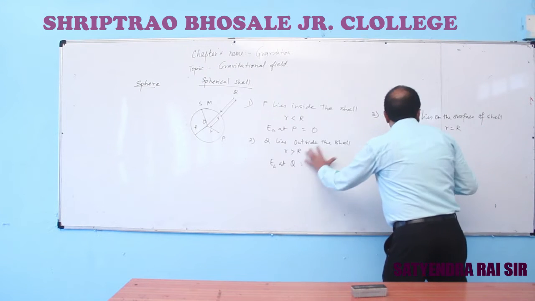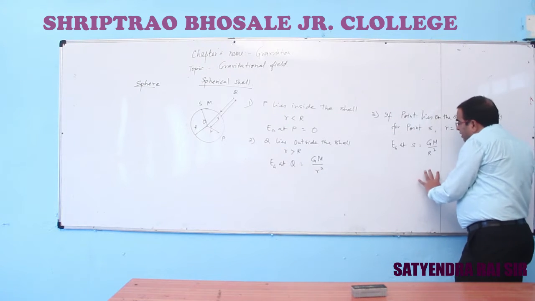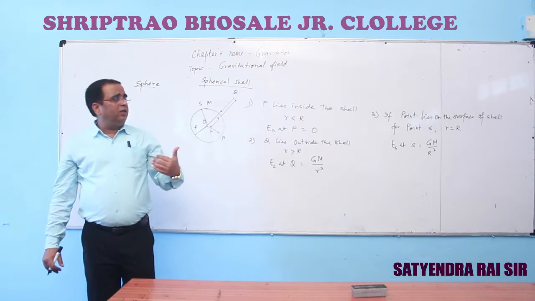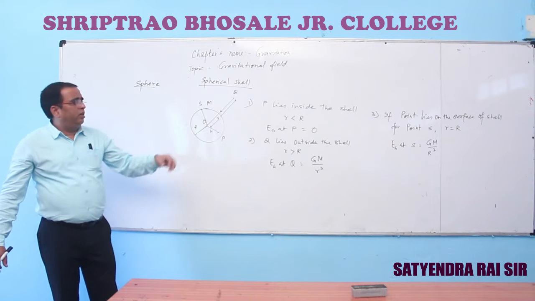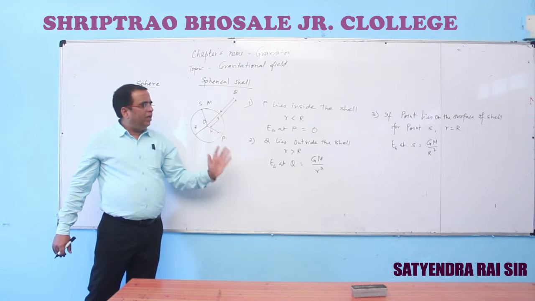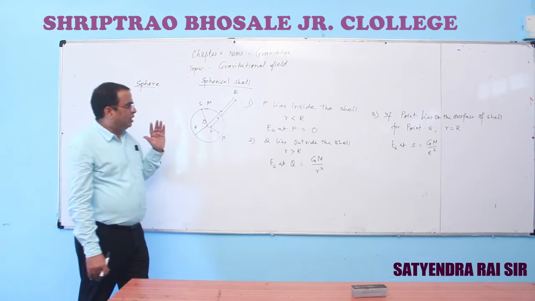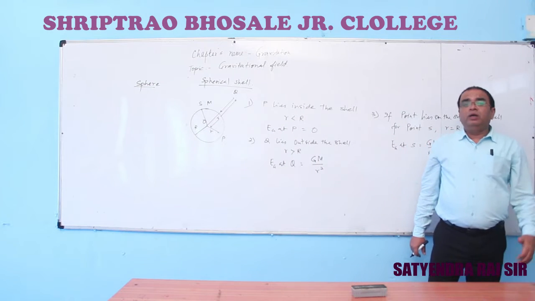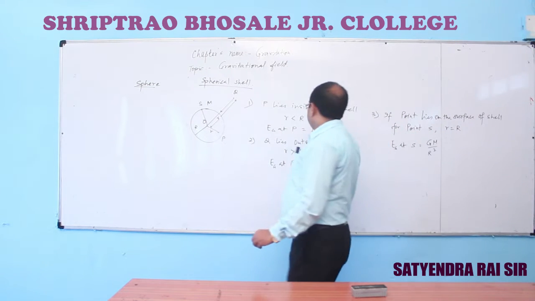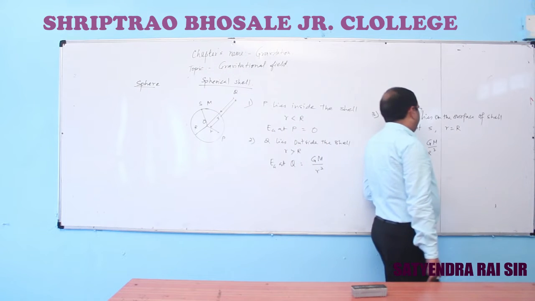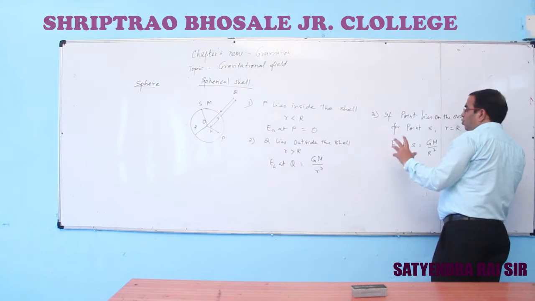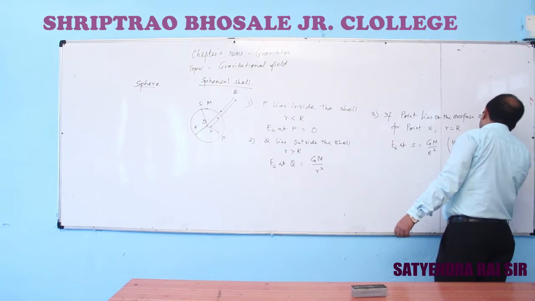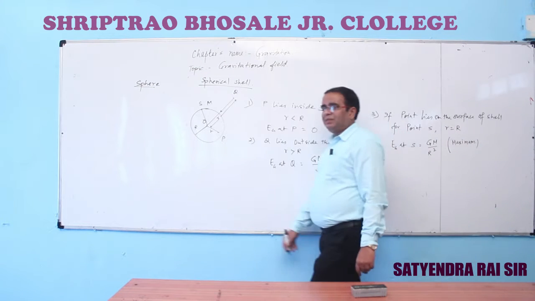Comparing all three cases, what do you notice? Let us conclude that the gravitational field inside the hollow sphere, wherever it may be, will be 0, whereas if the point lies outside, it will be GM upon small r square. But if the point lies on the surface, it is GM by capital R square. By comparing these three cases, this one is the maximum.